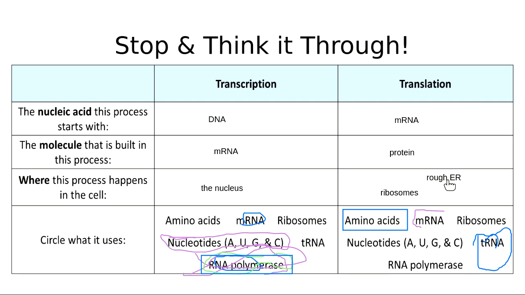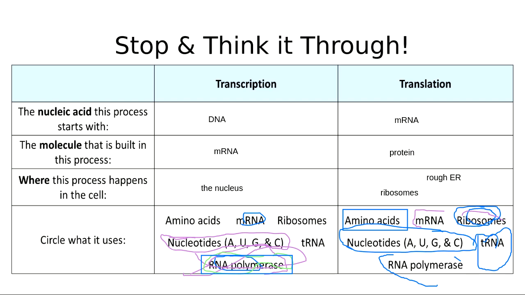So the one other thing that I need to circle down here with what I use, what's the one other thing that we would need to circle here? Yeah, so the nucleotides are found in mRNA. It's going to be those ribosomes. Ribosomes make translation happen.